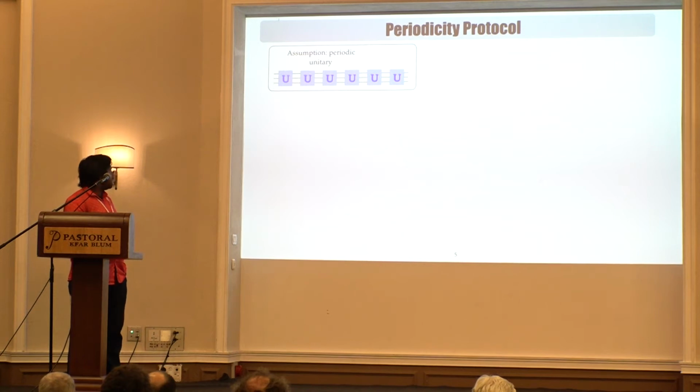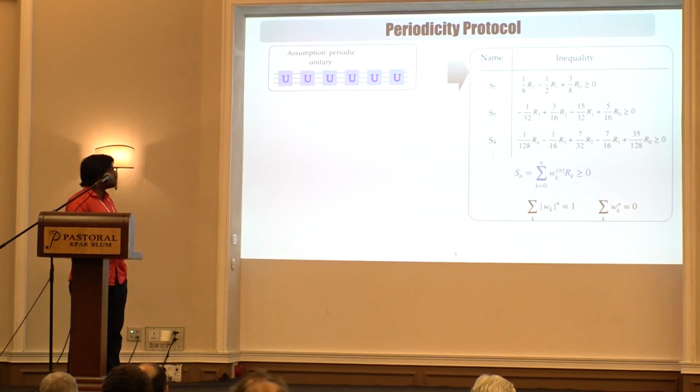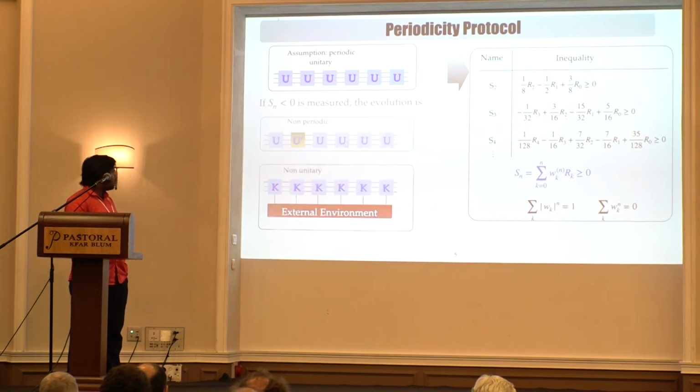To start with, our assumption is that we have a periodic unitary protocol. A few examples of this kind of inequality are S2, S3, S4. However, in practice, in the experiment, this is not the case.